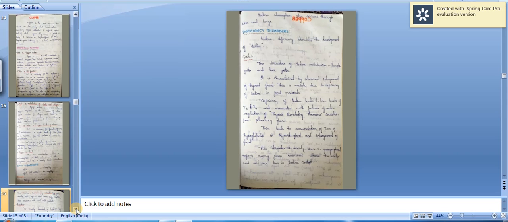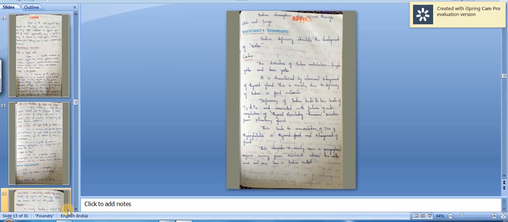Deficiency of iodine leads to low levels of triiodothyronine and tetraiodothyronine, and is associated with failure of autoregulation of thyroid stimulating hormone secretion from the pituitary gland. This leads to accumulation of thyroid stimulating hormone and thyroglobulin in the thyroid gland and enlargement of the gland. This disorder is mainly seen in geographical regions away from the sea coast, where the water and soil are low in iodine content. This is the overview of iodine.